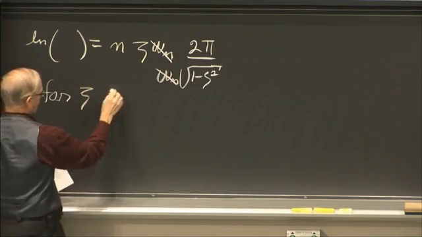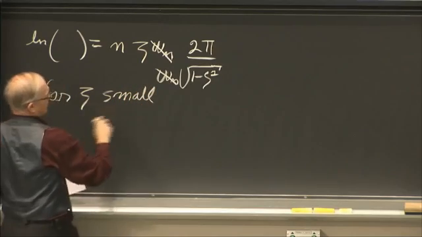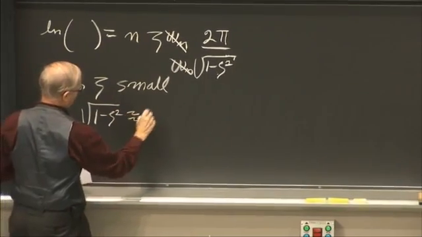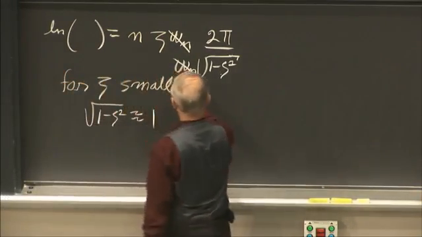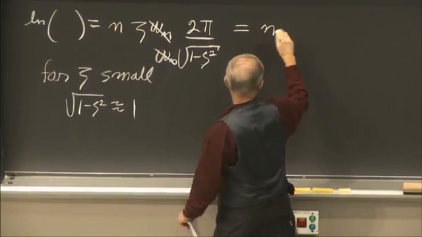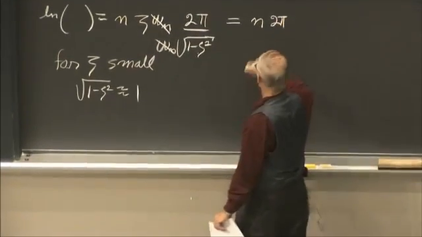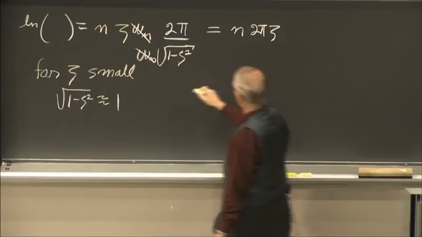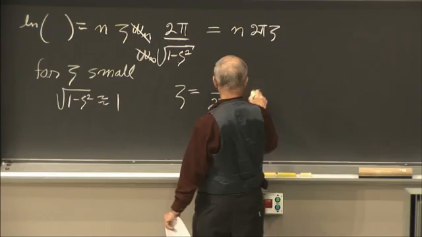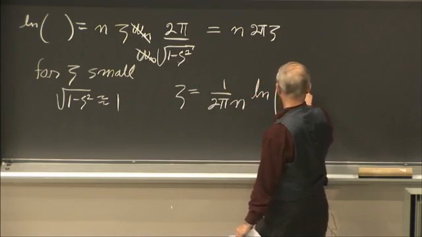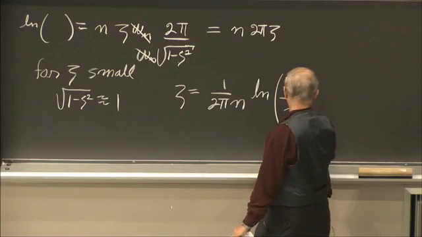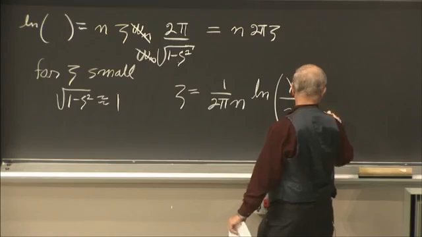and for zeta small, this term's approximately 1. In which case, this then becomes n 2 pi zeta. And zeta equals 1 over 2 pi n natural log of this ratio of x of t over x of t plus nT.